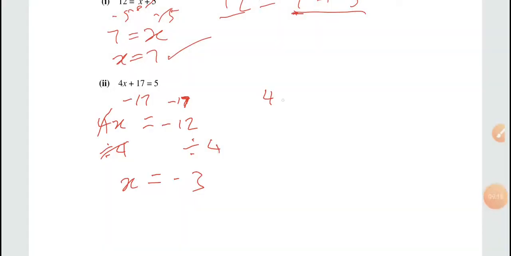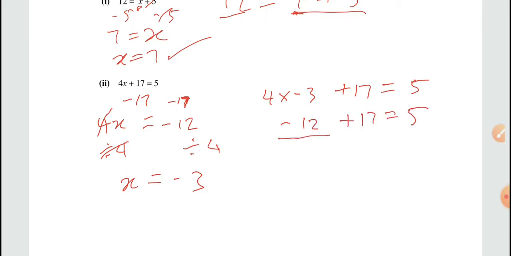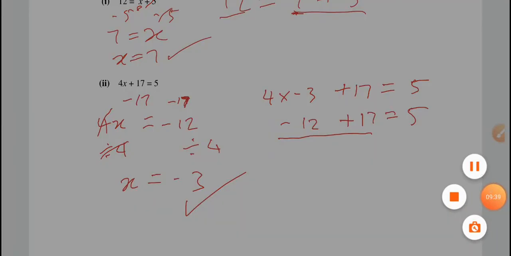And as I said, just check your answer. So 4 times, instead of x, it's going to be 4 times negative 3 plus 17 should equal 5. So what's 4 times minus 3? It's minus 12 plus 17 is equal to 5. As you can see, minus 12 add 17 is equal to 5. So therefore x is indeed equal to minus 3. Always check your answers.